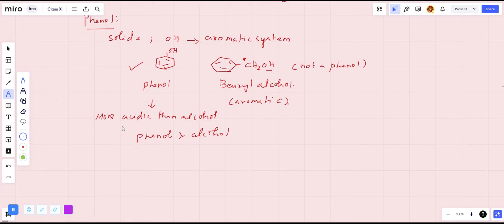Again, there is a classification for phenol also: mono, di, and tri. This is mono. Di means there are two OH groups, and in the two places it may be ortho, para, or meta. All three are di-alcohols only. So this is ortho, 1,2; 1,3 is meta; and 1,4 is the para position. All the ortho, meta, and para positions come under the classification of di.